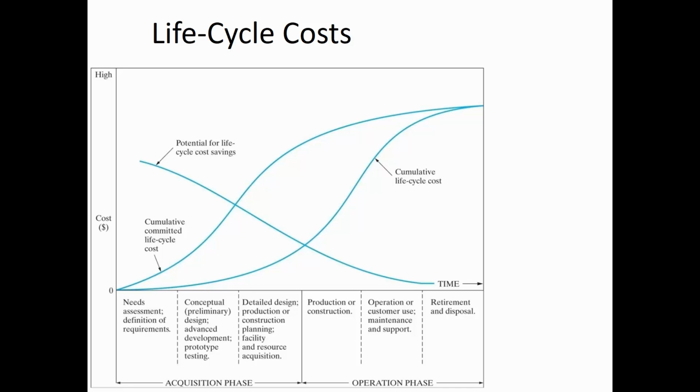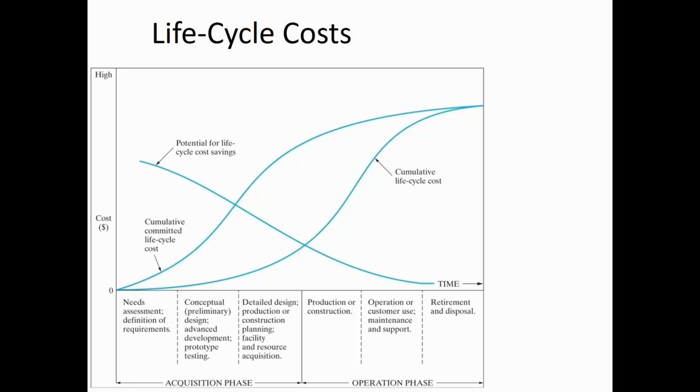The first curve, cumulative committed life cycle cost. This committed life cycle cost is before the actual cumulative life cycle cost. And committed means you've made a decision. So if you're building a structure, you have to decide, am I going to use concrete, steel, wood, masonry? You've got all these different options. And once you make a decision, like I'm going to use steel instead of concrete, then you're committed, and you're headed down a certain path for spending.